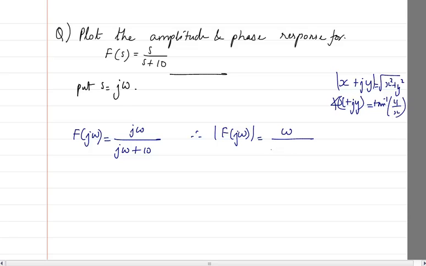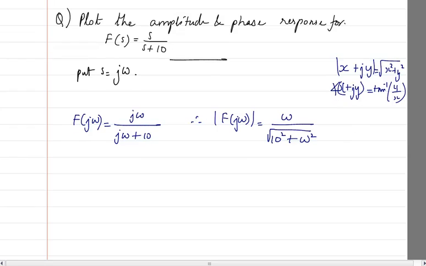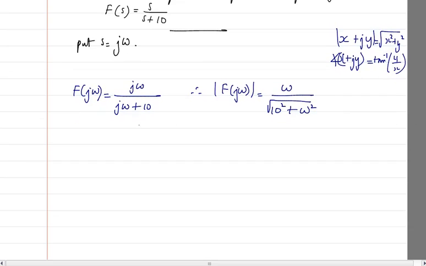Similarly here it is going to be 10 under root of 10 square plus omega square. That is the magnitude. And what about the phase angle?